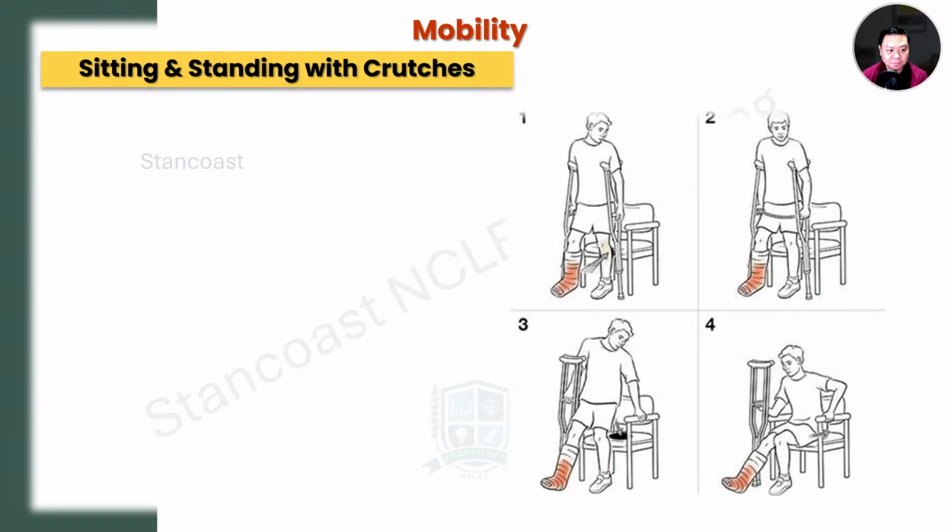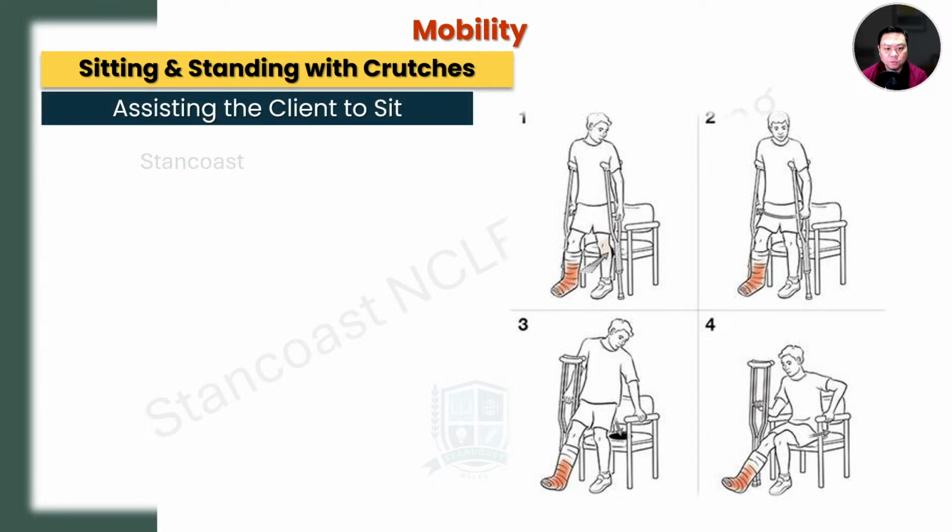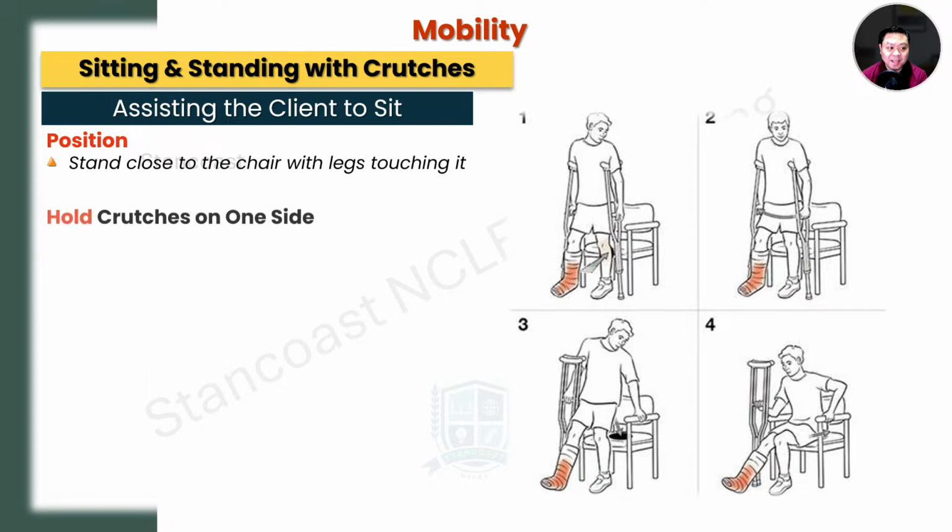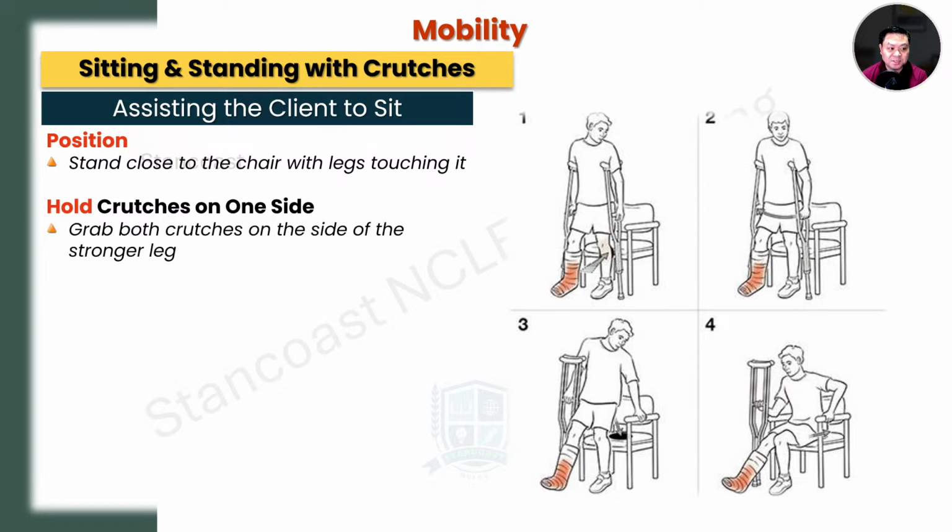So here's the deal. When you're going to assist the patient to sit down with the crutches, what you need to recall will be to position first. Make sure that you guide the client to stand directly in front of the chair, which is in our first box. And of course, make sure that the back of their legs will lightly touch the edge of the chair. The next step will be to instruct the client to hold the crutches on one side. So what's going to happen here is to have them hold both crutches in one hand, usually the side of their unaffected or stronger leg.